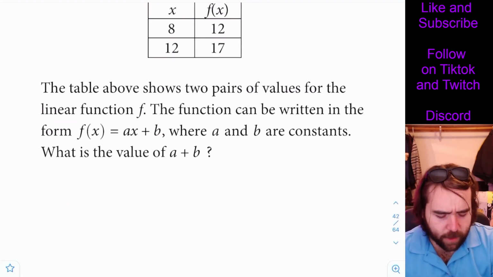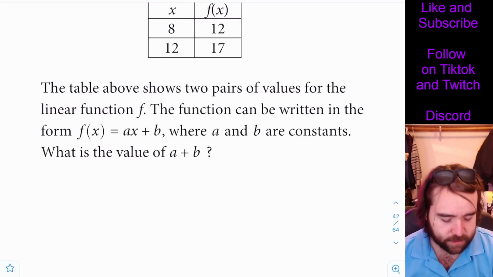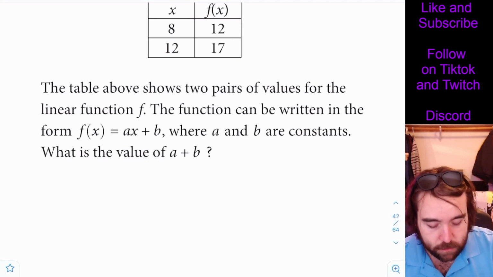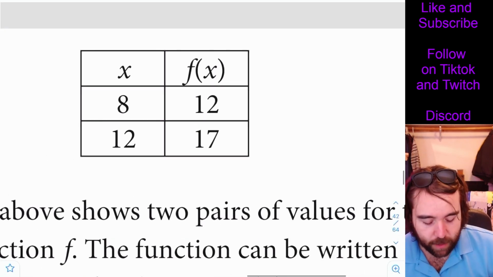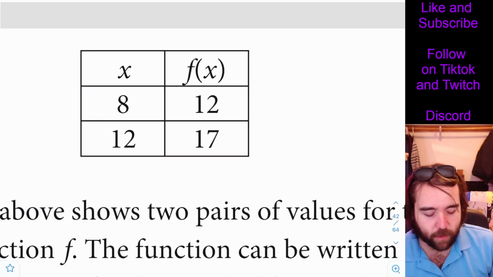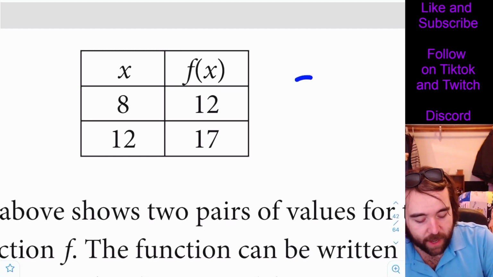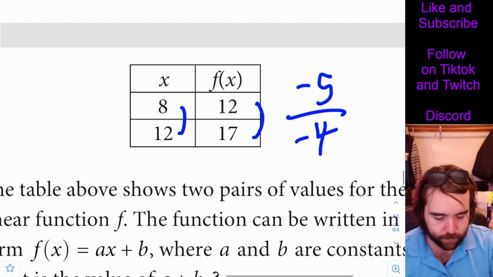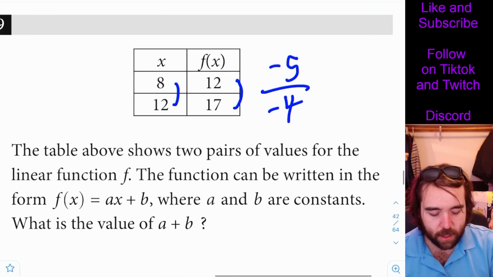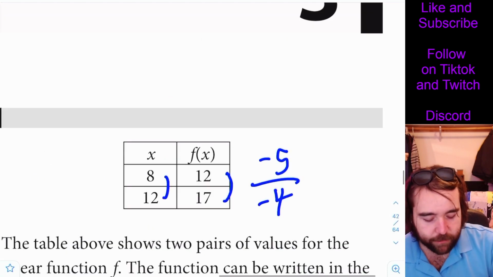Okay. The table shows two pairs of values for the linear function. The function can be written in slope-intercept form. What is the value of a plus b? Here's what we're going to do. First, we're just going to find the slope, and then we're going to count the pattern back to find the y-intercept instead of trying to write the equation. The y went down by 5 when the x goes down by 4. So the slope is 5/4. So a is 5/4. And then we're just going to count the pattern back.